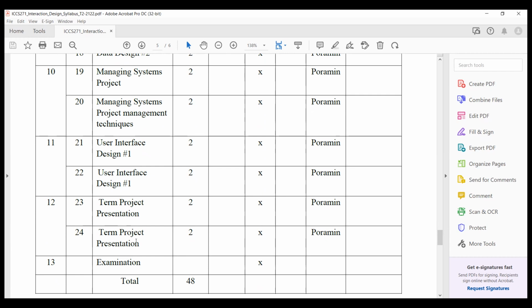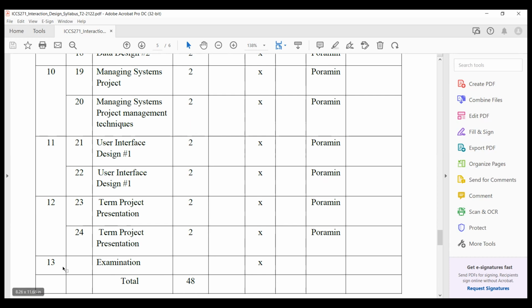For 2 classes, because we have almost 10 different projects, each project will spend around 20 minutes to present and then to answer some questions that I and your classmates may ask.